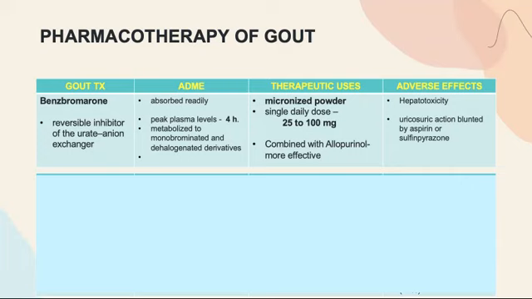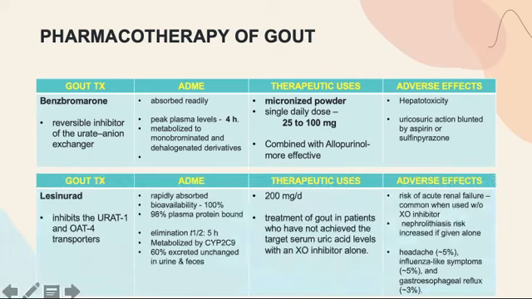The last drug for the pharmacotherapy of gout is lesinurad. This inhibits the URAT1 and OAT4 transporters, thereby reducing renal uric acid reabsorption. Lesinurad is rapidly absorbed after oral administration and has a bioavailability of about 100%. Lesinurad is largely bound to plasma albumin and other plasma proteins, around 98%. The elimination half-life is about 5 hours, and the clearance is 6 liters per hour. CYP2C9 is the major metabolizing enzyme. Lesinurad and its metabolites are excreted in the urine and feces.